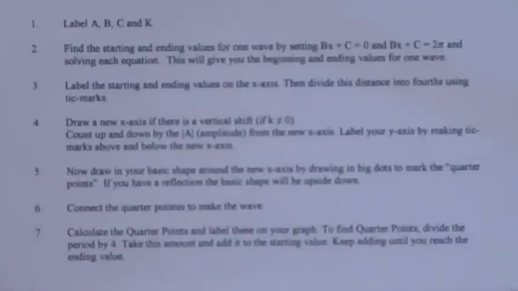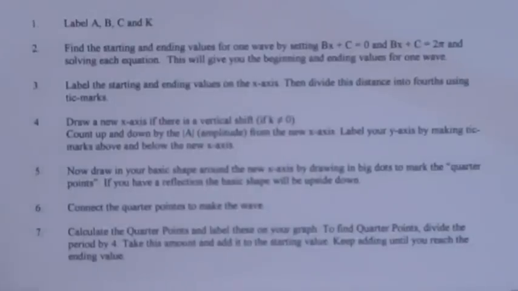Then you're going to draw in your basic shape around the new axis by drawing big dots to mark what I call the quarter points. It's what's happening every fourth of the way. And if you do have a reflection, which would mean that A is negative, then the basic shape will be upside down. And then finally, you're going to connect the quarter points to make the new wave. And then I calculate the x values of the quarter points, and we'll do that so you can see what's happening each quarter of the way.